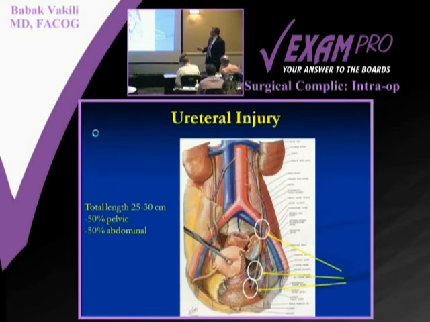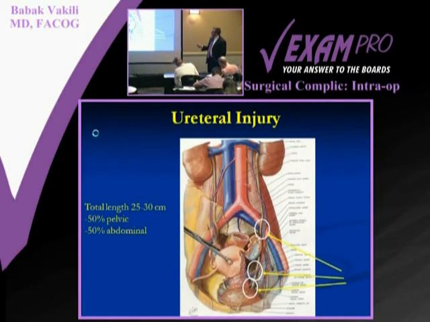Board question: total length of the ureter in an average size woman, 25 to 30 centimeters. Classic board question. It's there all the time, okay? Half of it's pelvic, half of it's abdominal. So just keep that in mind. The 25 to 30 centimeters long, half in the pelvis, and by pelvis I mean below the pelvic brim, half in the abdominal cavity, all right?